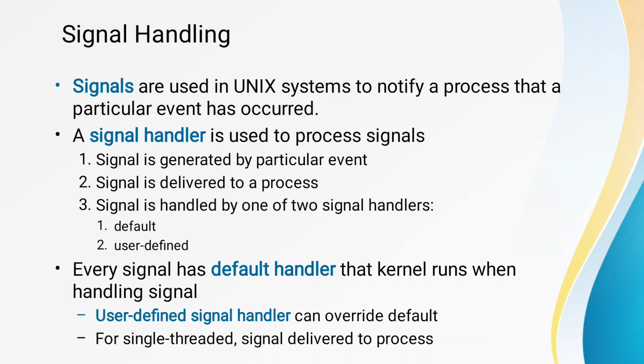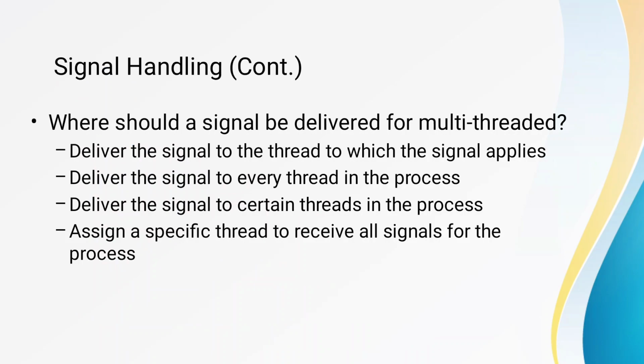A signal is generated by a particular event. A signal is delivered to a process. A signal is handled by one of two signal handlers, that is, default and user-defined. Every signal has a default handler that the kernel runs when handling signals. The user-defined signal handler can override the default for a single-threaded process, where the signal is delivered to the process.